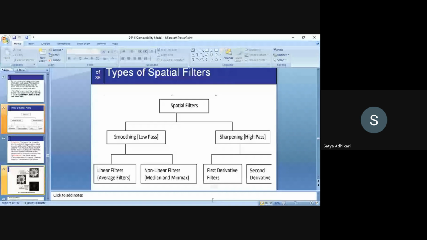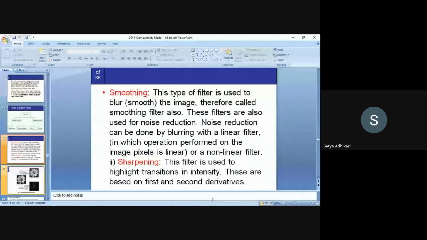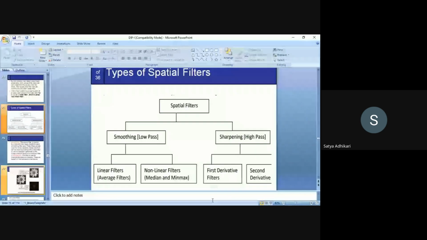So this is the spatial filter, which is divided into smoothing filters, low pass, linear filters, average filters, median filters. We'll discuss all the filters one by one, and they come under the spatial filter. You see this block diagram. The spatial filter is first divided into two parts: low pass and high pass, which are known as smoothing and sharpening. Smoothing is further divided into two parts: linear filter and non-linear filter. Average filter is an example of the linear filter. Non-linear filters are median or min max. Sharpening filter is also there, high pass, that is first derivative and second derivative filters. So let us first discuss one by one. Let us first come to smoothing, low pass filter.